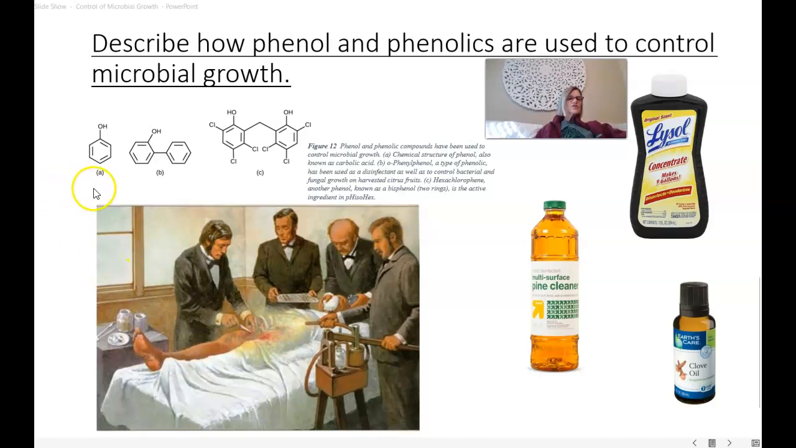If you look right here, you don't have to memorize this, and it's in your book, but this should look familiar if you took chemistry. You have a benzene ring right here and an OH. That's a phenol molecule. That's what phenol looks like.